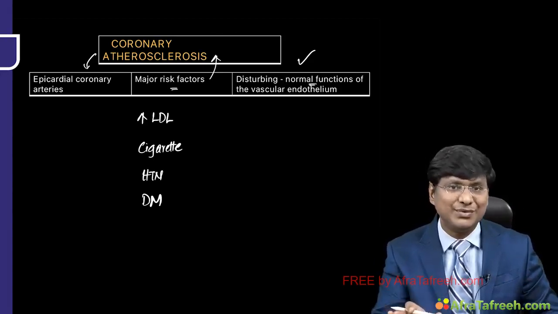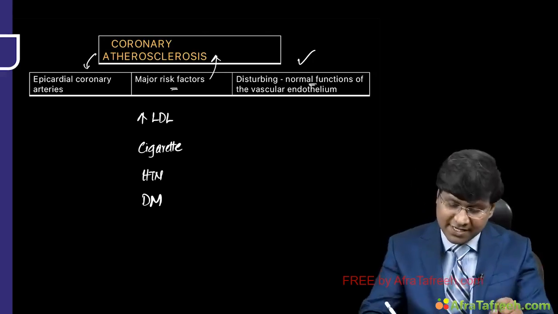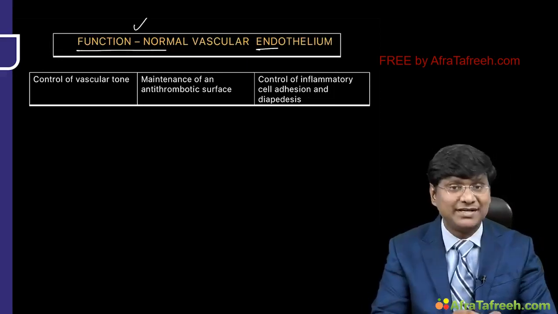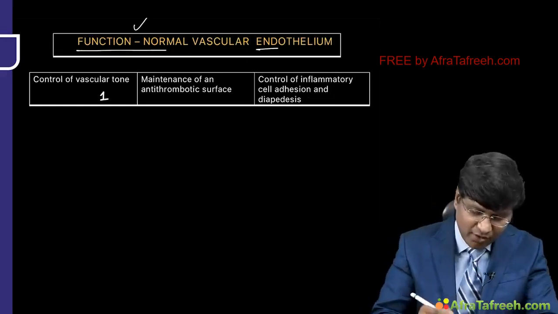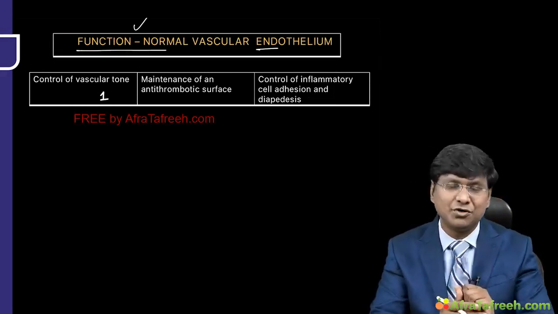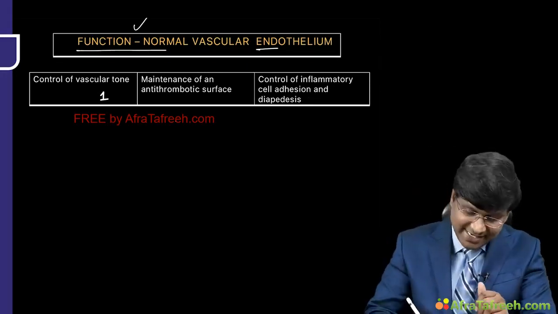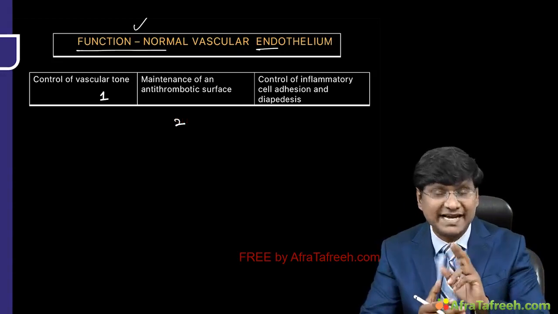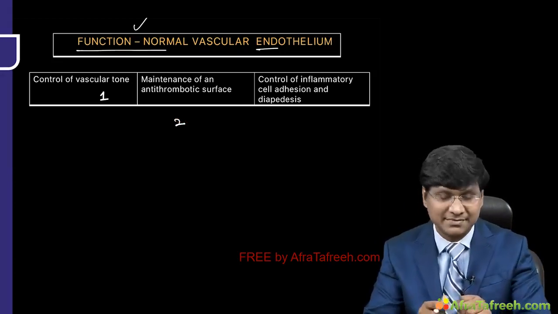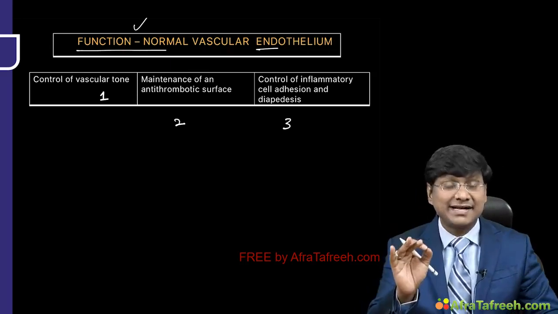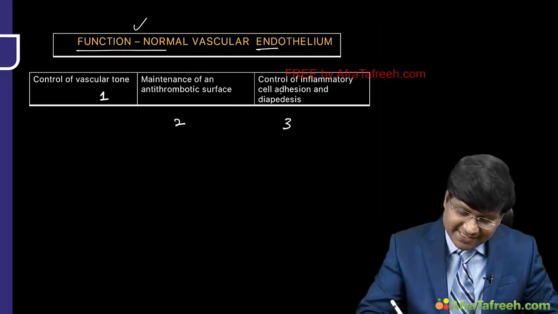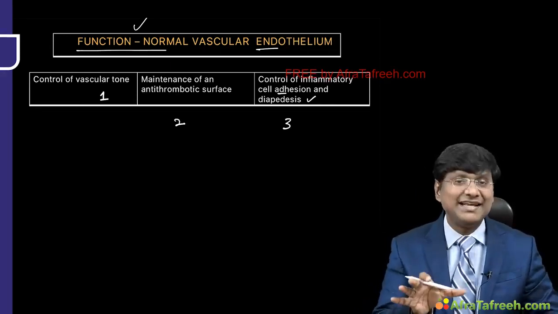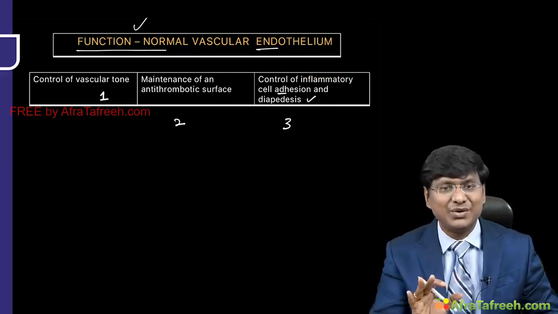First of all, let me tell you what is the normal functioning of the vascular endothelium. It includes number 1, controlling of the vascular tone. That is one function of the vascular endothelium. Number 2, maintenance of antithrombotic surface. That is the second important function. And the third important function is the control of inflammatory cell adhesion and diapedesis. Okay, so these are the 3 important functions of the vascular endothelium.